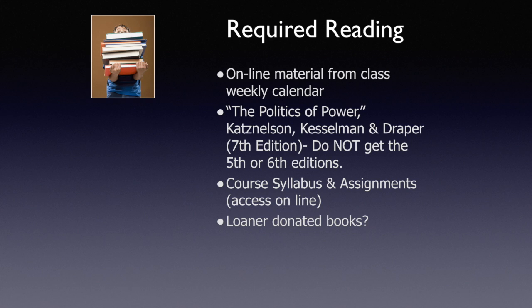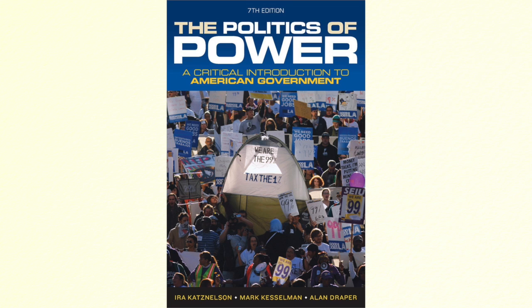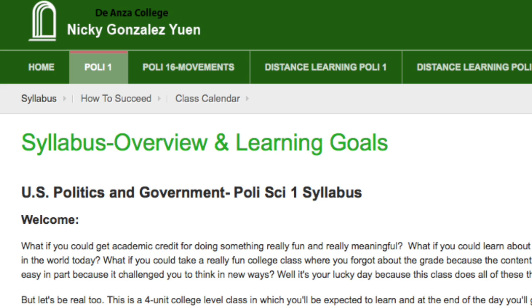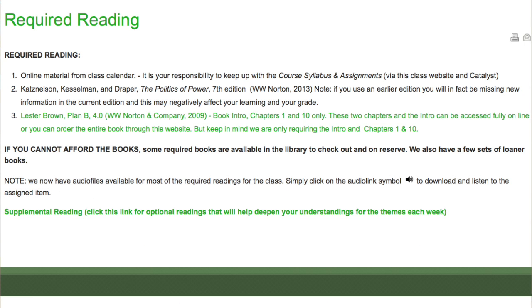Required reading. There's a lot of reading in the class. I'm a big believer in the written word. Most of the readings that you have assigned in this class are available or accessible online. There is one full book that you'll be using, The Politics of Power, 7th edition. There's also a 6th edition, but I do not encourage people to get the 6th edition. It's way less expensive, but it's the wrong edition. You're also going to read the course syllabus and the assignments, and we've got 2 chapters out of a book called Plan B 4.0, but that book is available online for free.